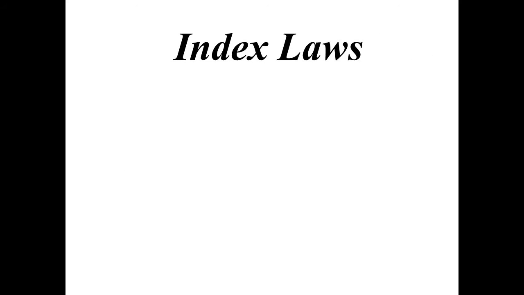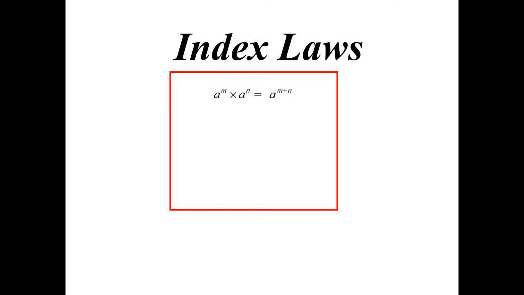The index laws. You will recall that when we multiply, we add the indices. When we divide, we subtract the indices. When we have that parentheses situation, that's when we multiply. And then, of course, the lie that we continually tell you, which is anything to the power of 0 is equal to 1. And, of course, it's not true.